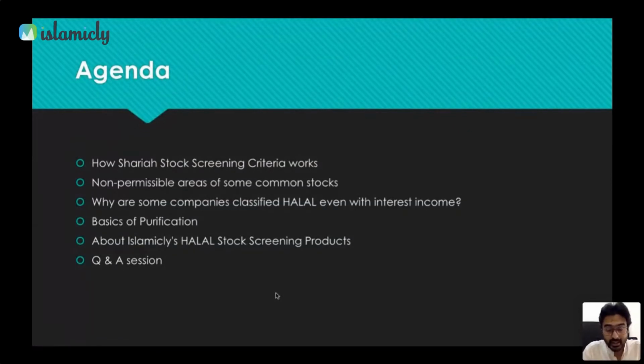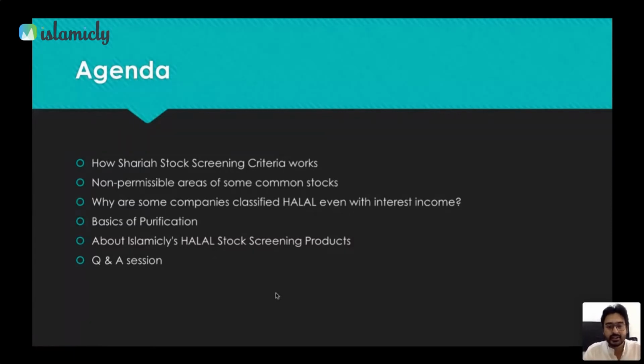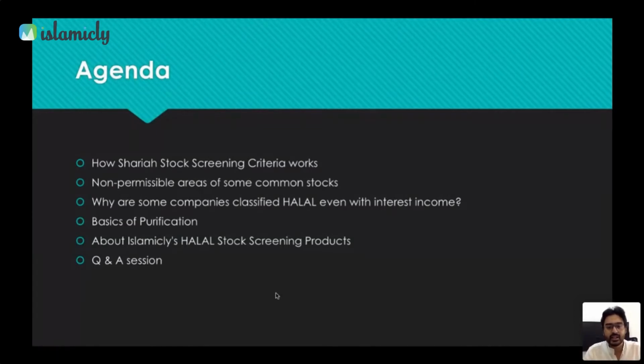Although the topic itself is quite large, I will give you as much understanding as is possible in the short time that we have today so that you can get accustomed to understanding in detail what is a halal stock and what is not a halal stock. We may, if time permits, touch upon the trading rules as well, but I'm not very optimistic that we may have that much time. So we're going to cover the screening criteria, the areas of non-permissible incomes of some big stocks like Facebook and Amazon is what I'm going to cover today.